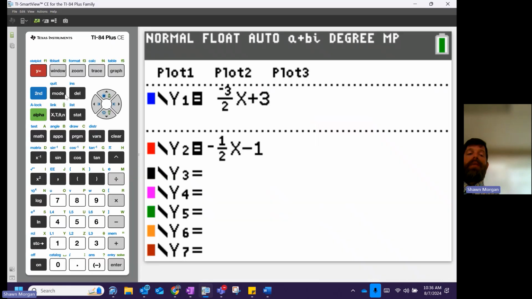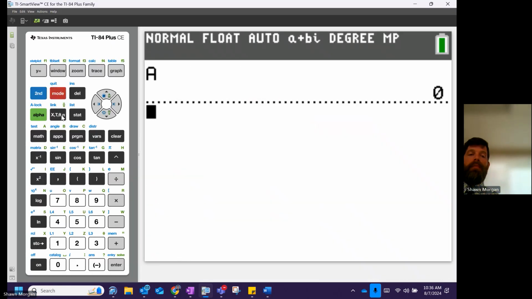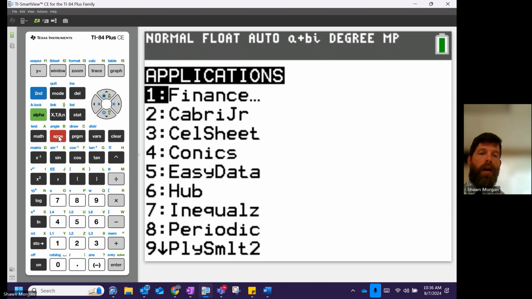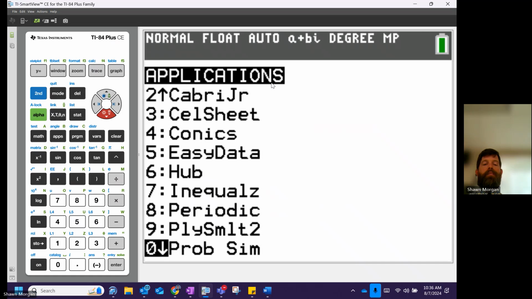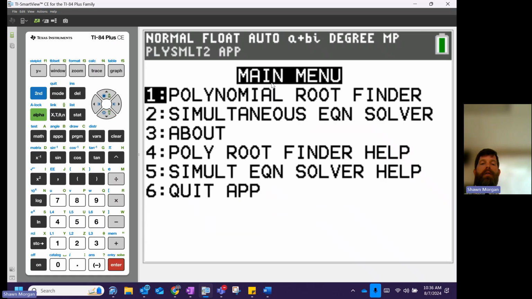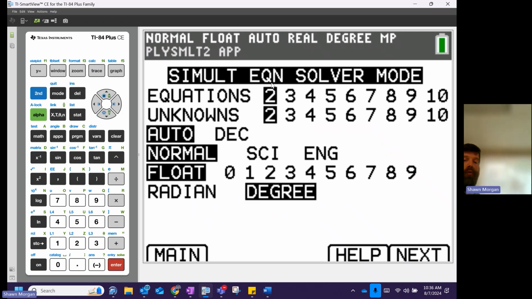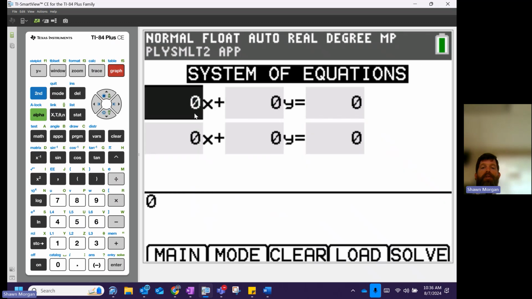And remind me on Friday to show you this application. It's called Polynomial Simultaneous Equation Solver 2. It's a mouthful, but for those of you that are tech savvy on the calculators, you put in 2 equations, 2 unknowns, and it allows you to type those in, and it will tell you what the solution is. I find that a bit burdensome. I just graph it out and see where they cross.